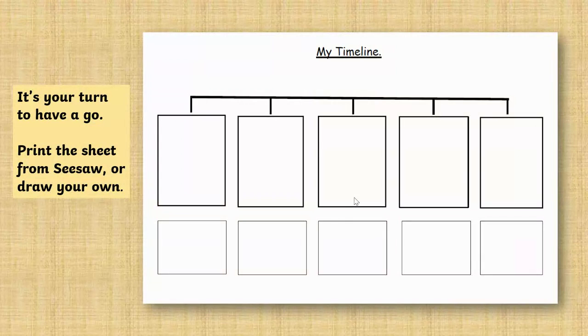So this is the printout from Seesaw that you can print out if you need to. So if you do decide to print this out from Seesaw, I've done 2 boxes. So one box is for the picture, and then underneath you could write some words to go with your picture, just like I did. And then at the top of your timeline, you could write the ages in which that event happened. But remember, your timeline has to be in order of your age.